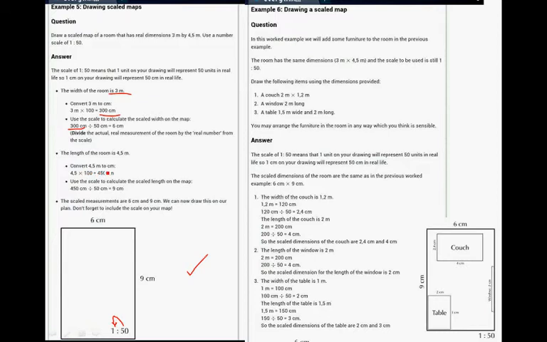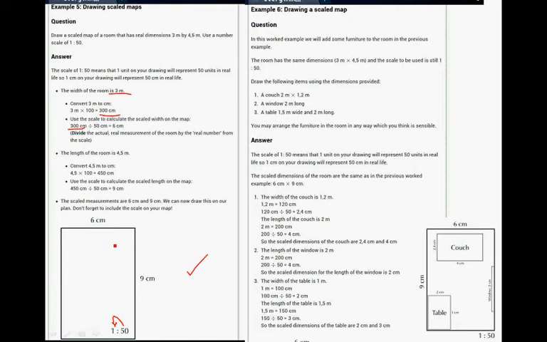The 4.5 meters, we first have to convert to centimeters, so I times by 100, and that's 450 centimeters, and then I divide by the real life scale, and I get 9 centimeters. So this measurement should be 9 centimeters. So please check whether you are correct or wrong. 6 centimeters by 9.